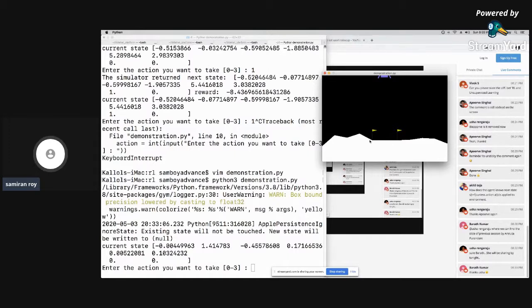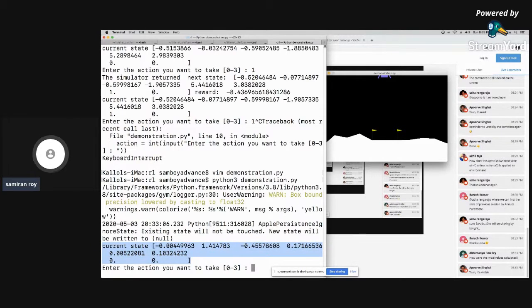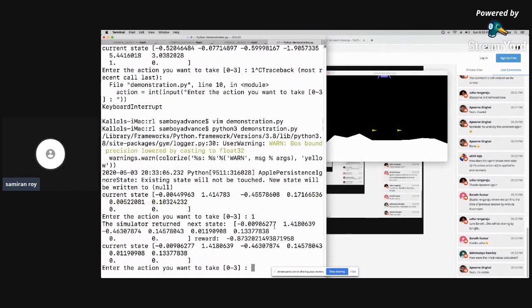At every point in time, the environment is telling the agent what the current state is. This current state is represented by these real number values, and it will ask the agent, what action do you want to take? I'll just tell it, take action 1. The environment took that action, then told the agent that this is the next state that you got, and you got a negative reward of this much. This keeps happening in a loop. I'm just going to put in some random values.